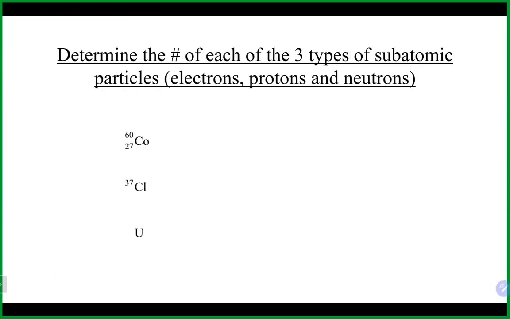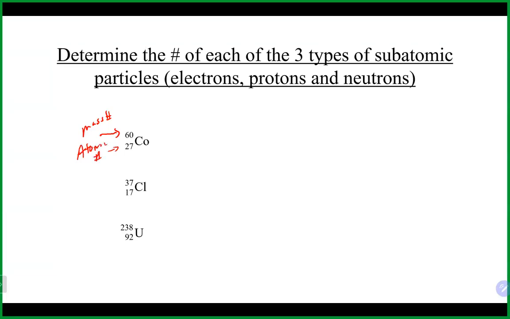All right, so why don't we try some here and see how you do. For each of these, determine the number of protons, electrons, and neutrons they each have. Take a look. So once again, here we got Co, which is cobalt, and our top number here is our mass number. Our bottom number is our atomic number.